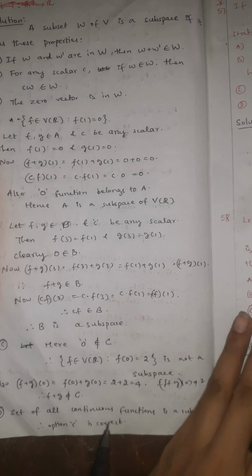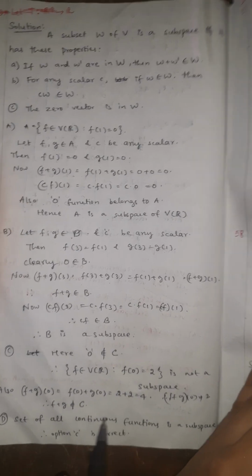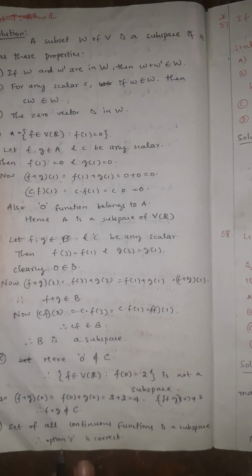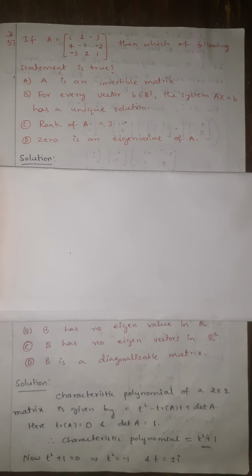Further, the option D. In option D they have given the set of all continuous functions. We know that the set of all continuous functions is a subspace because the sum of any two continuous functions is continuous and the scalar multiplication of a continuous function is continuous. Also the 0 function is continuous. Hence all these three conditions are satisfied by the set D. Hence D is a subspace. So here the correct option is option C. It is not a subspace.